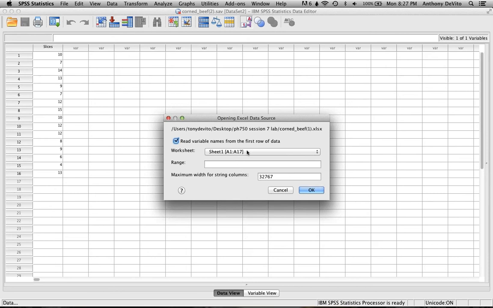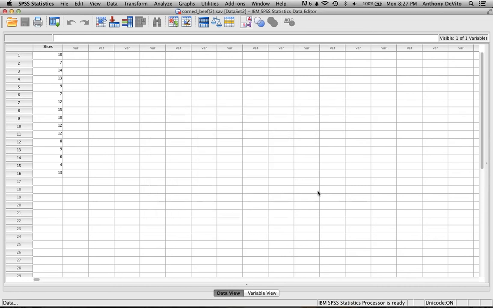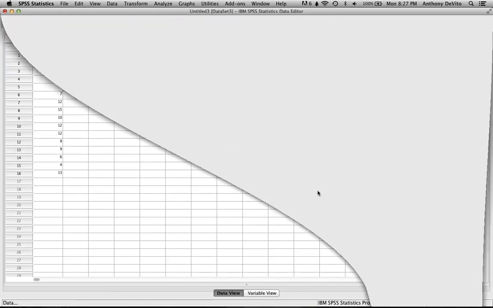That's because the first one says slices, right? It's a variable name. Okay, there's a little checkbox here: Read variable names from the first row of data. I leave that checked off because the first row of data was not actually data. It was the variable name. So I say okay, and it imports it, and I have that data file in here again.